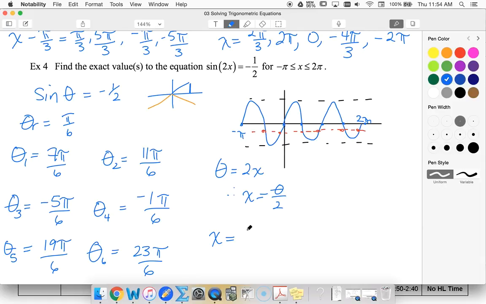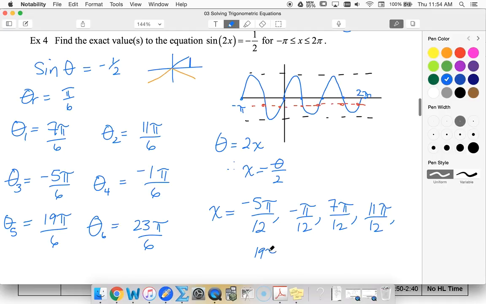So I'm going to put them in order. Negative 5 pi, when I divide by 2, I'll get over 12. Negative pi over 12. So here, those are these 2 values here. Continuing on, 7 pi over 12, 11 pi over 12, and then 19 pi over 12, and 23 pi over 12. So I can see that all of these values are less than 2 pi and greater than negative pi. So there's my 6 values.